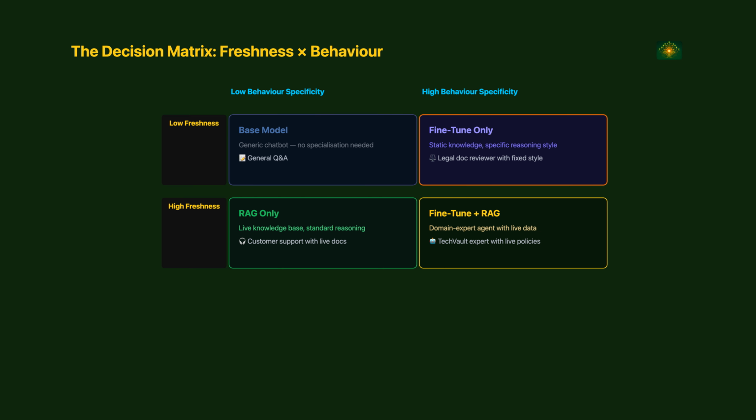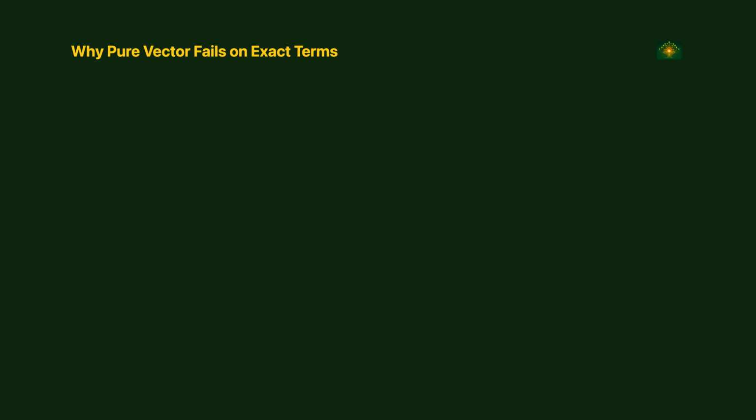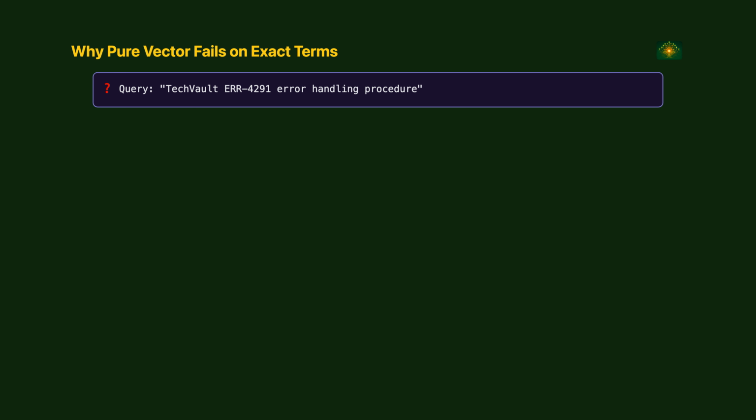If knowledge updates constantly but behavior is standard, RAG. If you need both, fine tune for style, RAG for facts. A TechVault domain expert that speaks the company's technical language but cites live policies. That's the combination. Now to hybrid search that solves the vector search problem with exact terms.